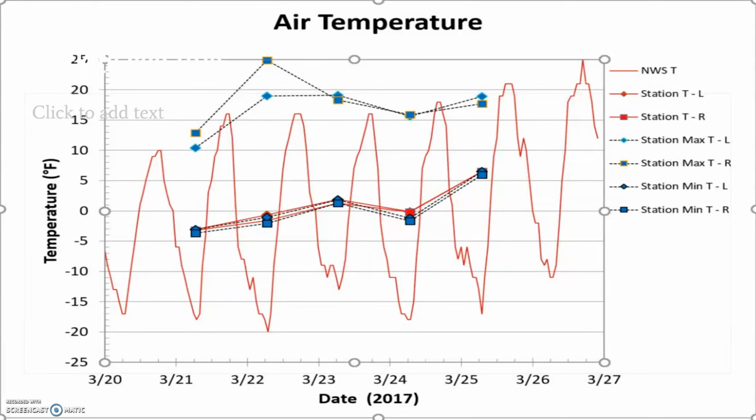The NWS reported a temperature of negative 17 on that day, which is a smaller difference, about an 11-degree difference from what I reported. My maximum was 18.9, and my minimum was 6.5 degrees, so quite a bit warmer than the preceding measurements.